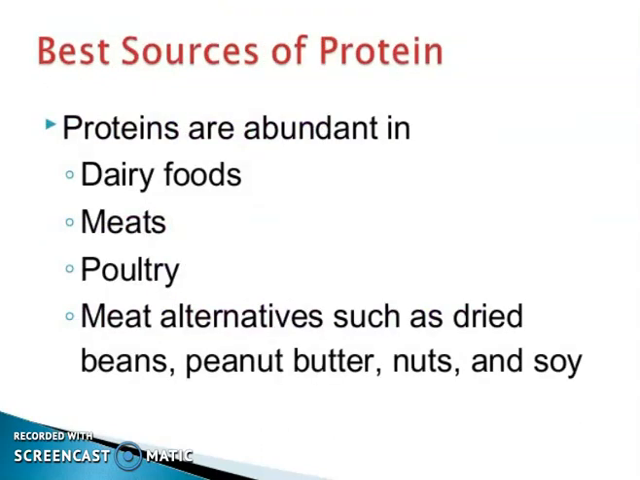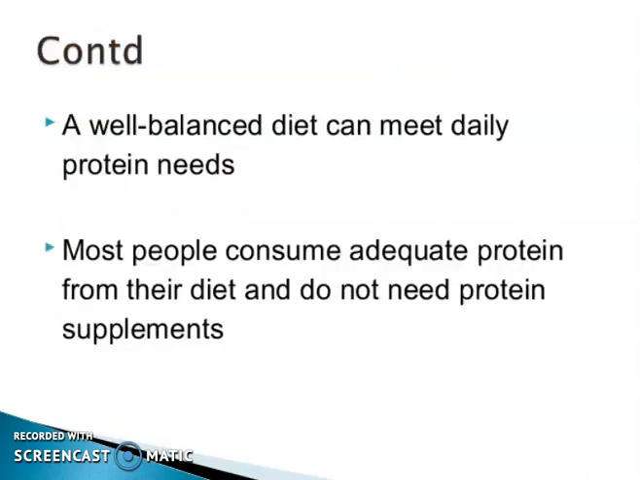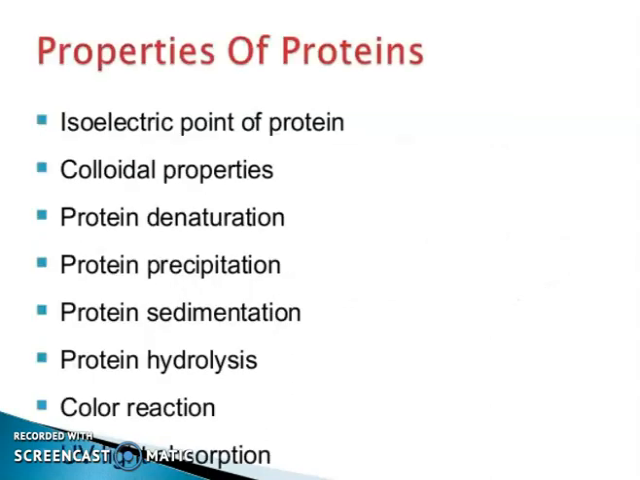Now friends, best source of protein. Proteins are abundant in dairy foods, meats, poultry, and meat alternatives such as dried beans, peanut butter, nuts, and so on. A well-balanced diet can meet daily protein needs. Most people consume adequate protein from their diet and do not need protein supplements.